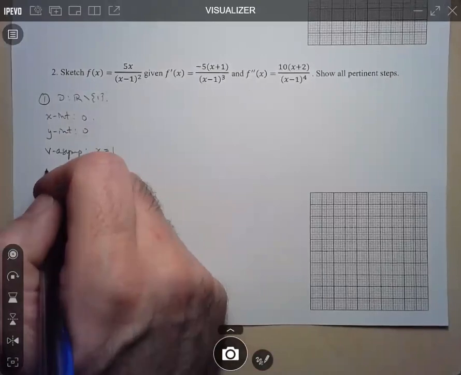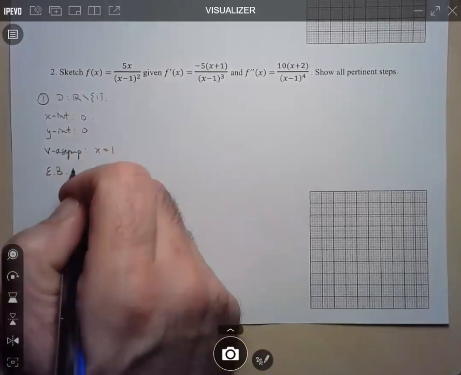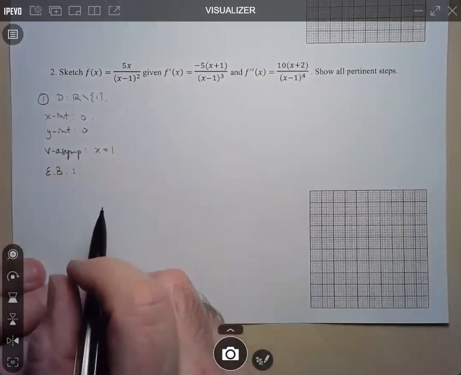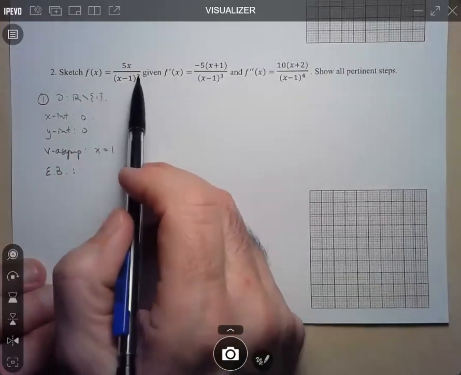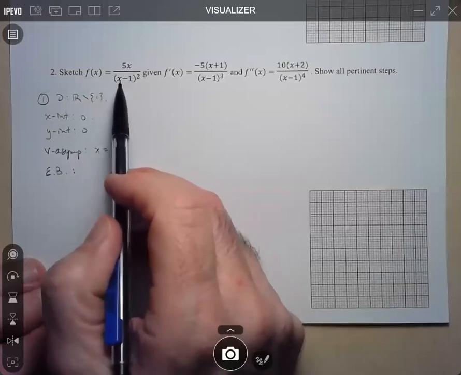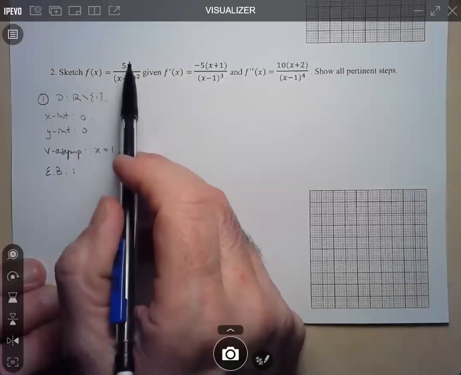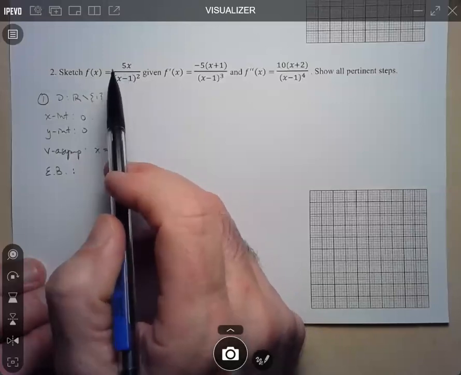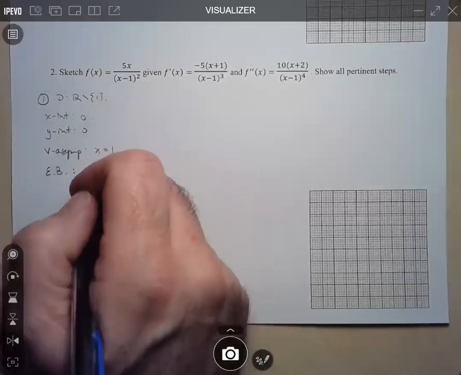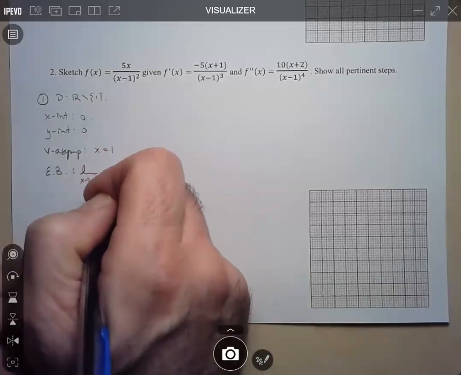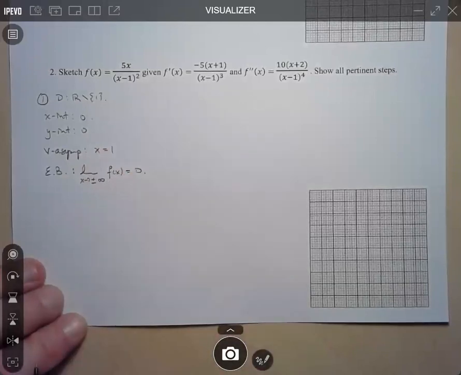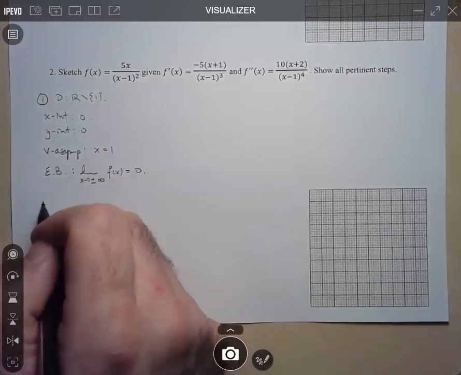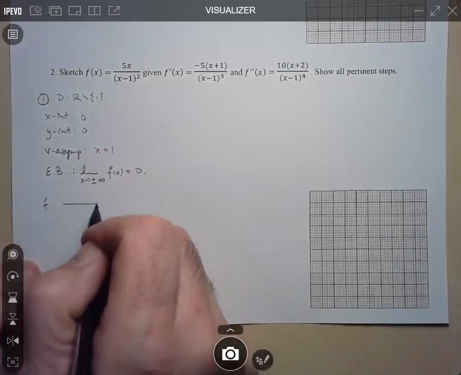Okay, my end behavior. Well, this one's pretty easy because when I look at the numerator, it has a degree of 1, whereas my denominator, if I were to multiply this out, I'd get an x squared in the denominator. So I have degree 1 over degree 2. Since the denominator is a higher degree, we know that the limit as x approaches both positive and negative infinity is going to be equal to 0. So we have a horizontal asymptote at 0. All right. And now finally, let me make my number line for the sign of f.